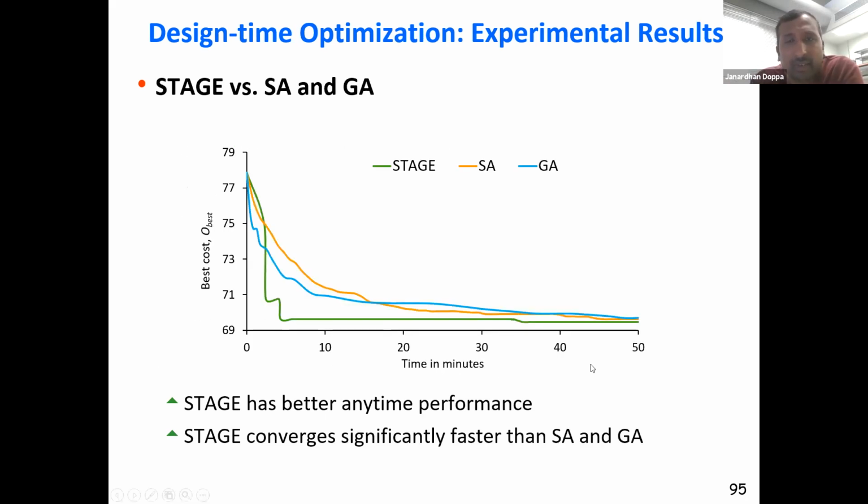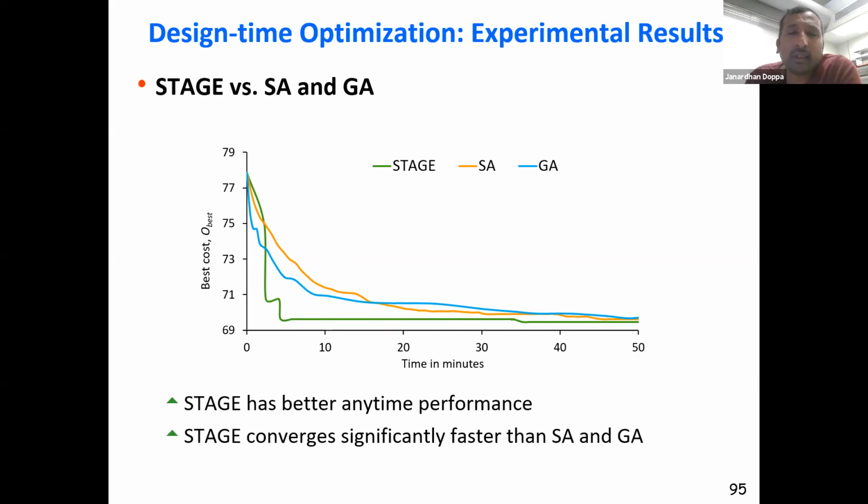So here on the x-axis, I have time in minutes, and on the y-axis, I have the cost of the best design that we have figured out. And as you can see, compared to simulated annealing and the genetic algorithm, the STAGE algorithm quickly reaches very, very good designs and converges in a very short amount of time. So STAGE has better anytime performance, which means that at any point of time, it has better solutions compared to its baselines. And it also converges fairly fast. For example, these methods took probably even more than 50 or 60 minutes, whereas here already within 5 minutes, the STAGE algorithm has converged.